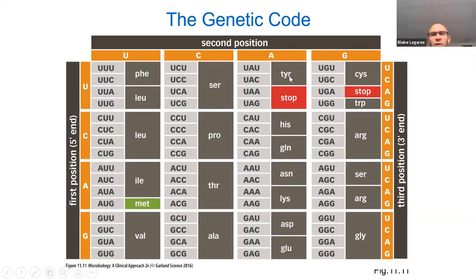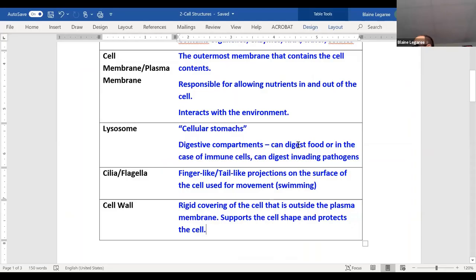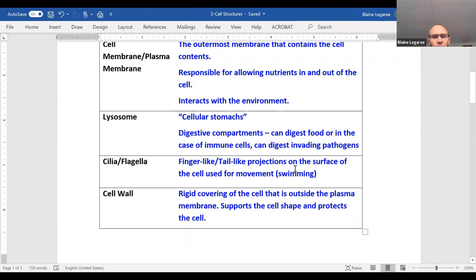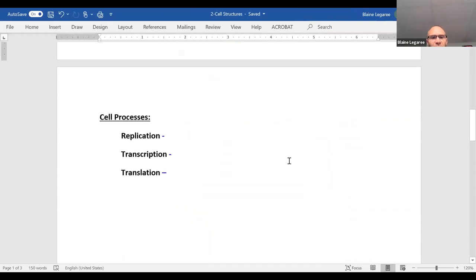Okay. So what I'm going to do is I'm going to write some notes on each of those processes. Let me go back to my Word document. And so what did we have? We had replication, transcription, and translation. So I think I've got that started on the next page. So cellular processes. So replication.